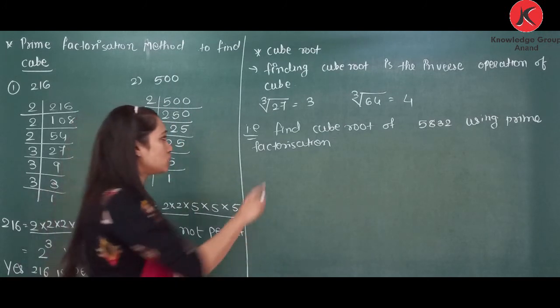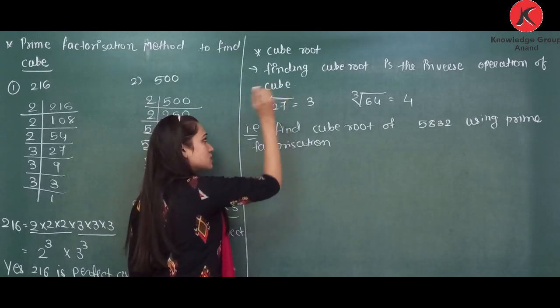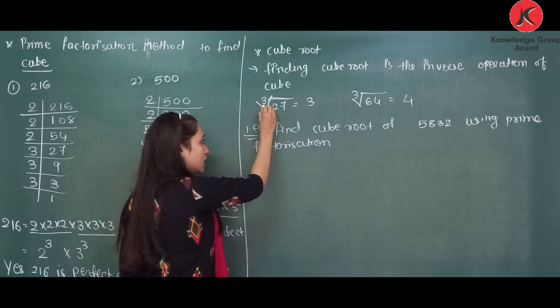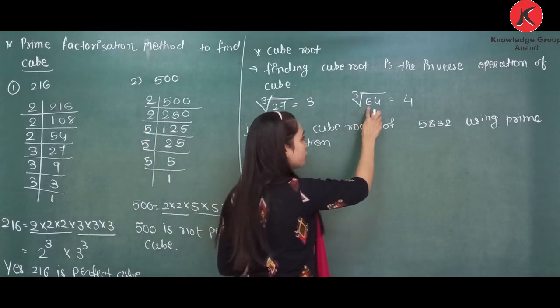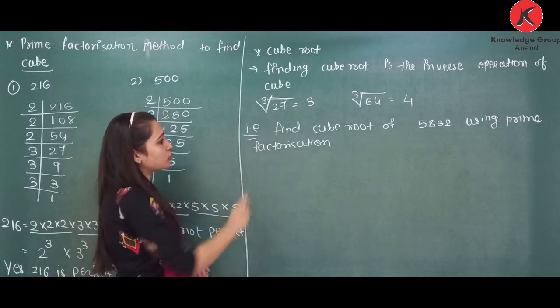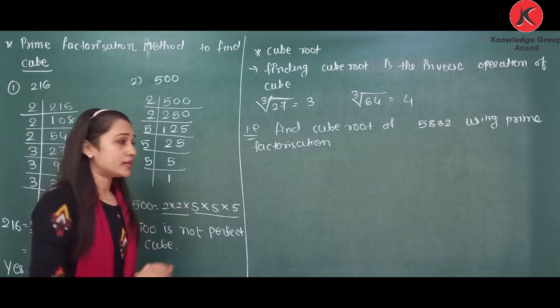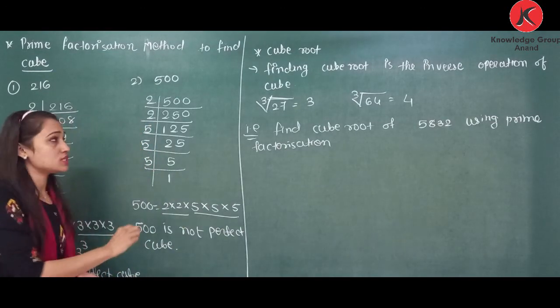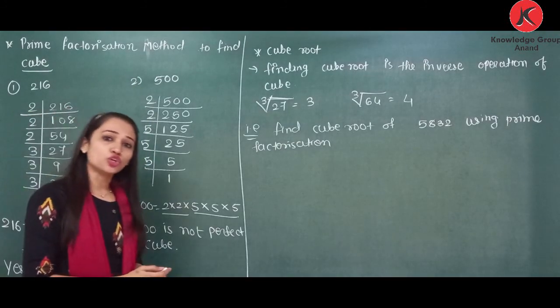So if we have 27, then its cube root, we can represent cube root like this and we need to write 3 here. So the cube root of 27 is 3. The cube root of 64 is 4. Find the cube root of 5832 using prime factorization. Now in the previous example, we checked whether it is a perfect cube or not. Now we need to find the cube root of the given number.